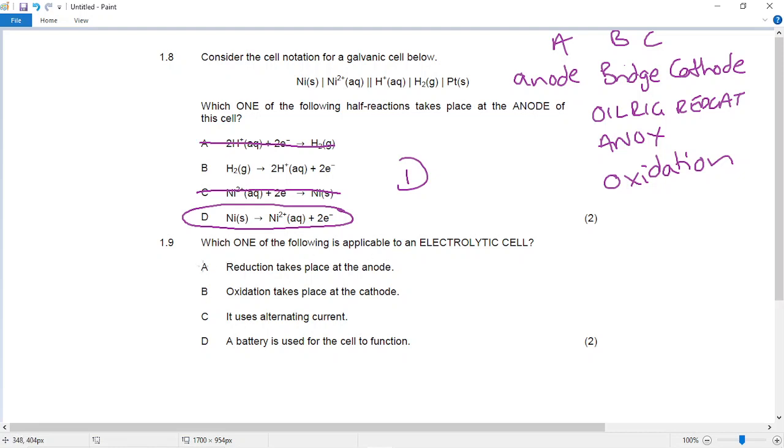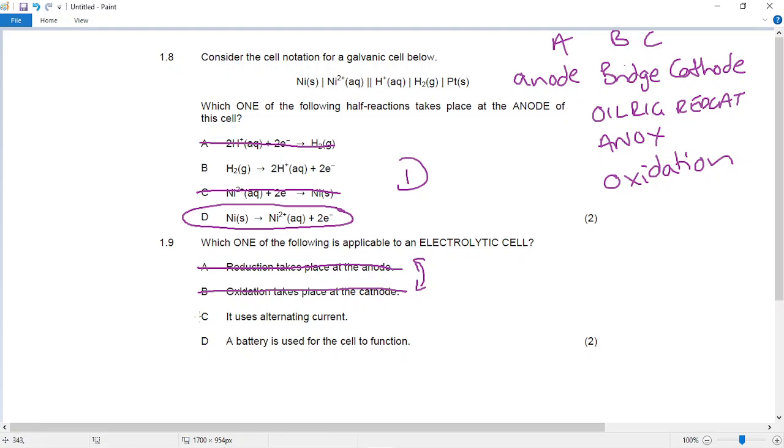Now it says, which one of the following is applicable to an electrolytic cell? Reduction takes place at the anode. No. Oil rig, red cat. Okay. Oxidation takes place at the cathode. Listen, if these were true, these two are both the same. There would be 2 correct answers if this were true, because these two are the opposite of each other, which is what always happens with redox reactions. Okay. But you can't have 2 correct answers, so it should have warned you already.